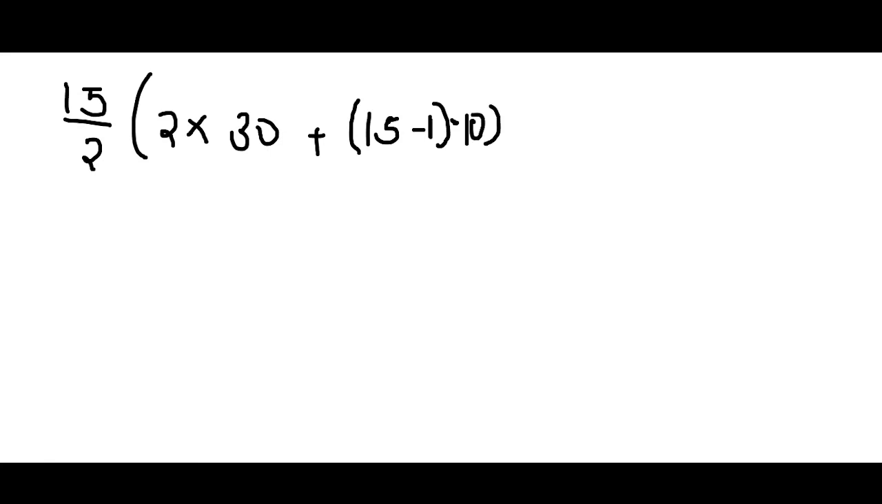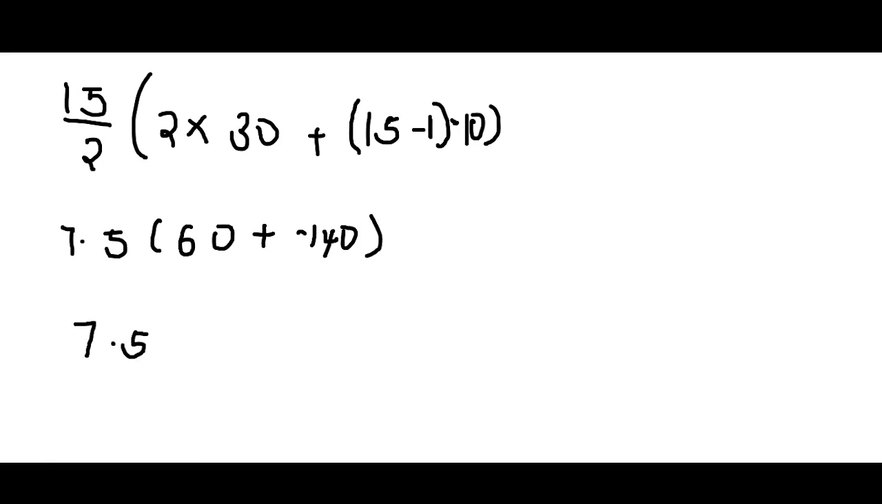So when you divide 15 by 2, you're left with 7.5 into brackets 60 plus 15 minus 1, which is 14. 14 multiplied by negative 10 is negative 140. So 60 plus negative 140 is negative 80. So 7.5 multiplied by negative 80, we are going to be left with negative 600. So that's the sum of the first 15 terms in that sequence.